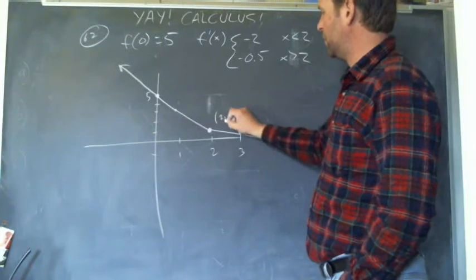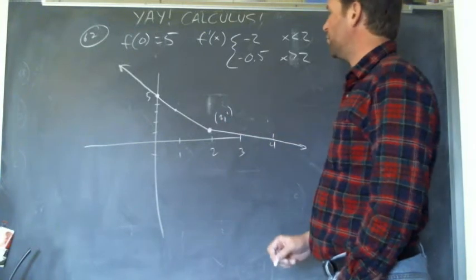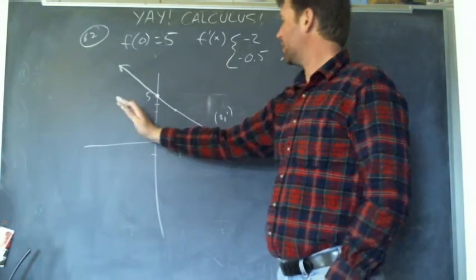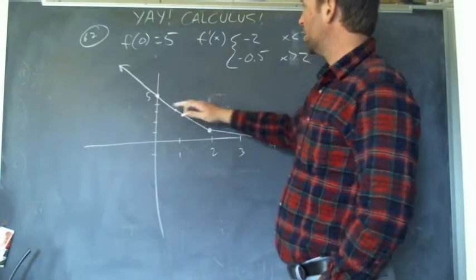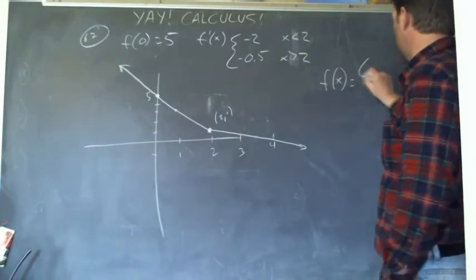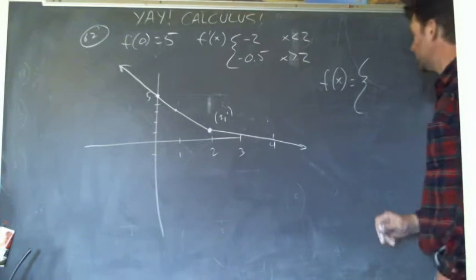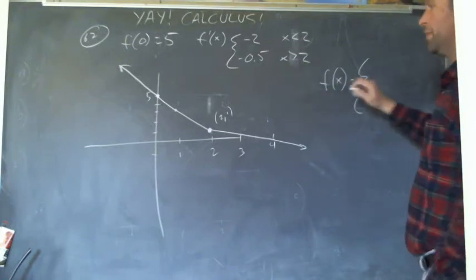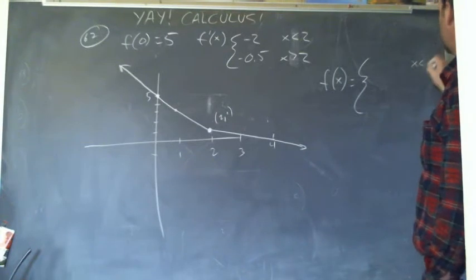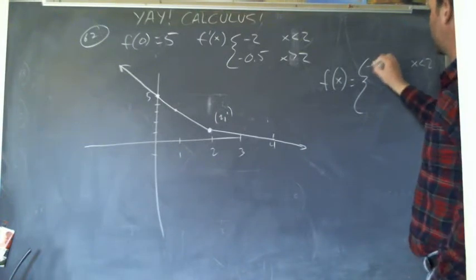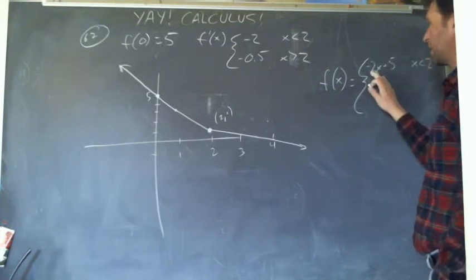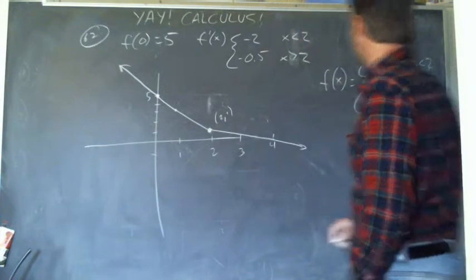This is the point 2, 1. So we started here, use the slope this way to make a line. So f of x, we could actually write out the piecewise function that would look like this. We know we intercept 5 here. So for x less than 2, we're talking about -2x plus 5, right? Slope of -2 and intercept of 5.